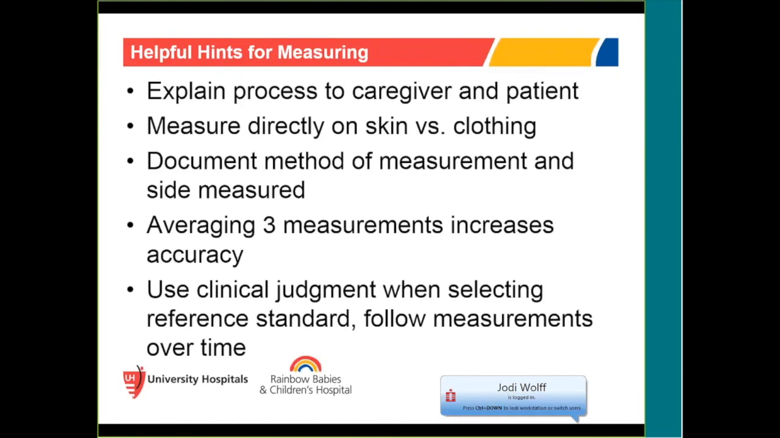Again, averaging 3 measurements would increase our accuracy. We want to be sure that we're using clinical judgment when we're deciding which reference range to use. And again, it's very helpful to follow these measurements over time.